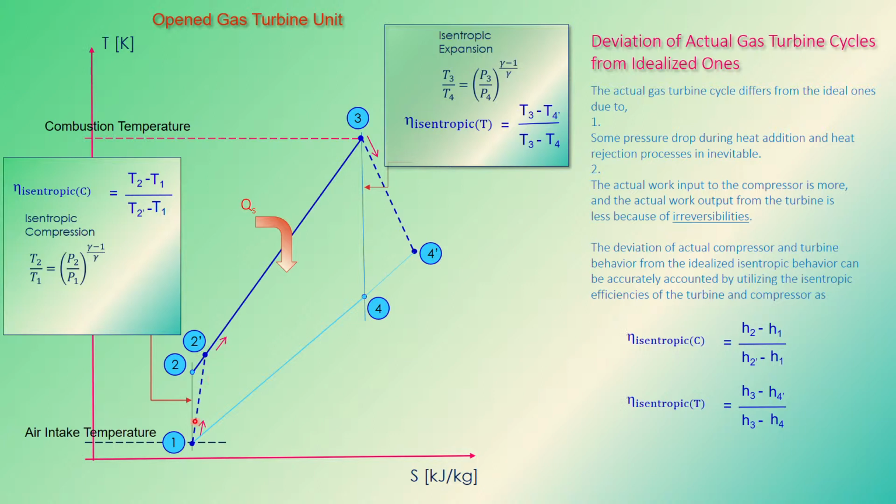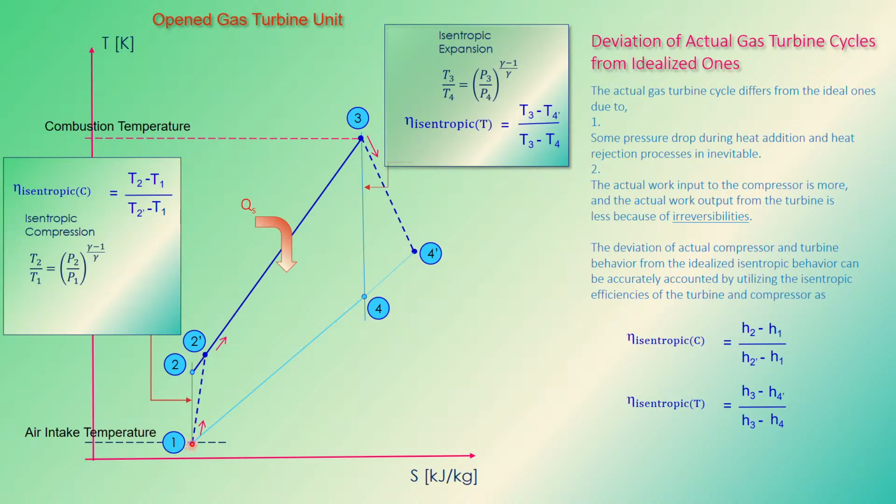Based on this theoretical work input and actual work input, we can define the isentropic efficiency for the compressor. When you say efficiency, it is usually less than 100%. So the numerator we choose is the theoretical work input, that is Cpa (T2 - T1), and the actual is Cpa (T2' - T1), where T2' is the actual temperature at the compressor outlet.